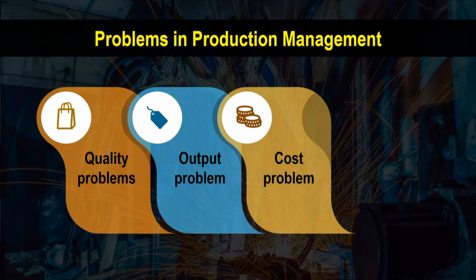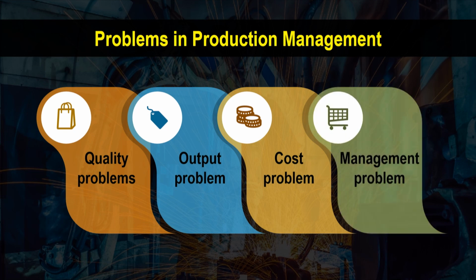The third is the cost problem. This can be associated with low efficiency, idle people or idle machines. And fourthly, the management problems. This could be potential safety hazards and bad working conditions.